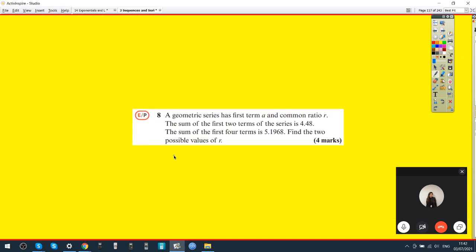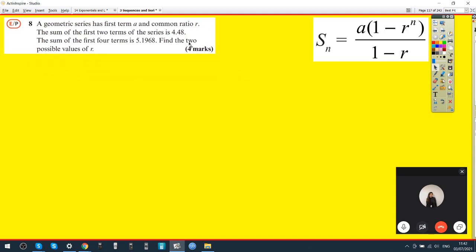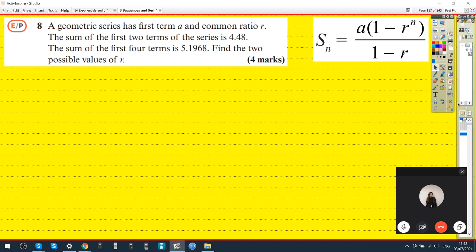Let's see. Geometric series. All right, I think there's something to this. How do we do this?